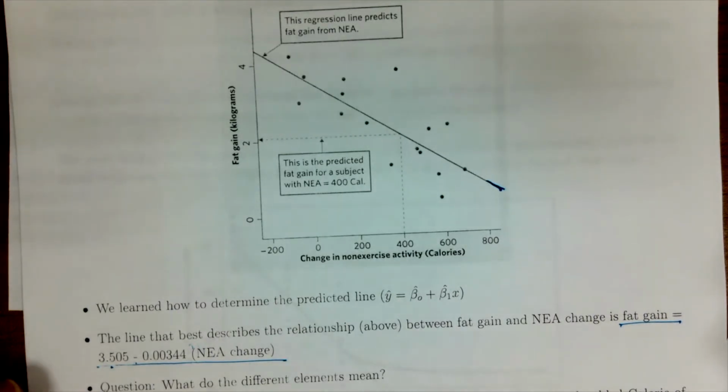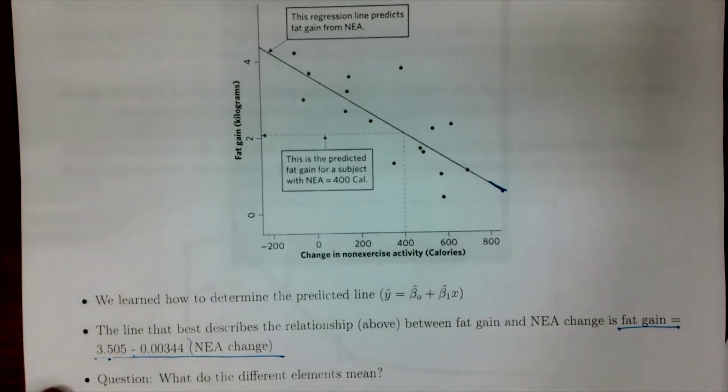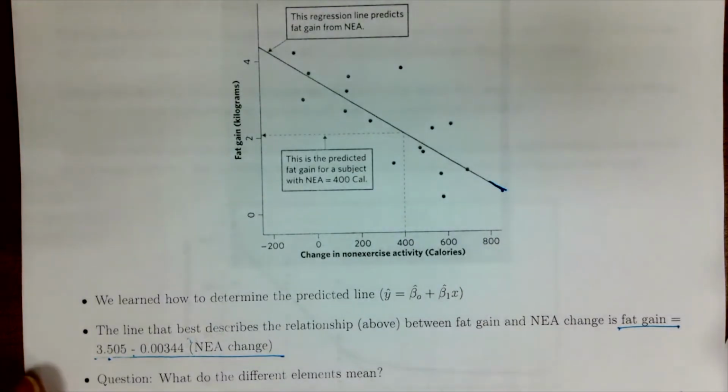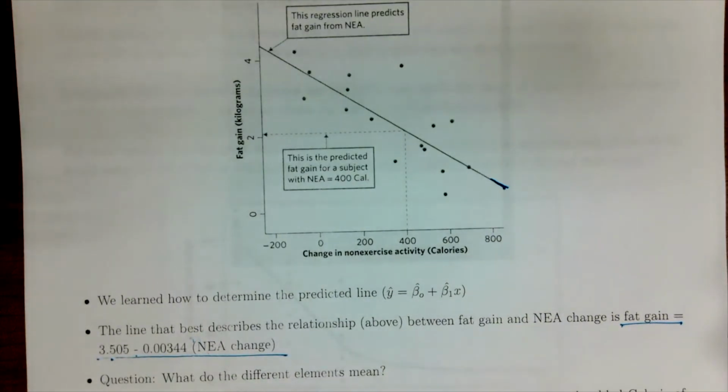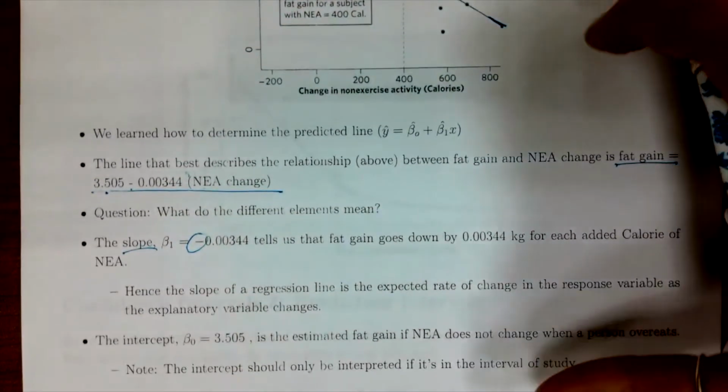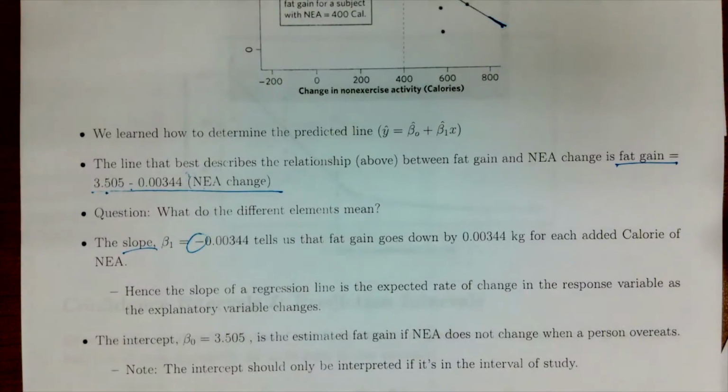Our slope should seem familiar from algebra, when we were trying to interpret y equals mx plus b. How we would interpret this is that the fat gain is going to go down, because our slope is negative, by 0.00344 kilograms for each added calorie in NEA. So the slope is going to tell us the expected rate of change in the response variable as the explanatory variable changes. In multiple linear regression, this interpretation changes slightly, in that you need the extra clause of given that the rest of the explanatory variables are constant. We'll get there, and hopefully I'm foreshadowing a little bit as you move into multiple linear regression.